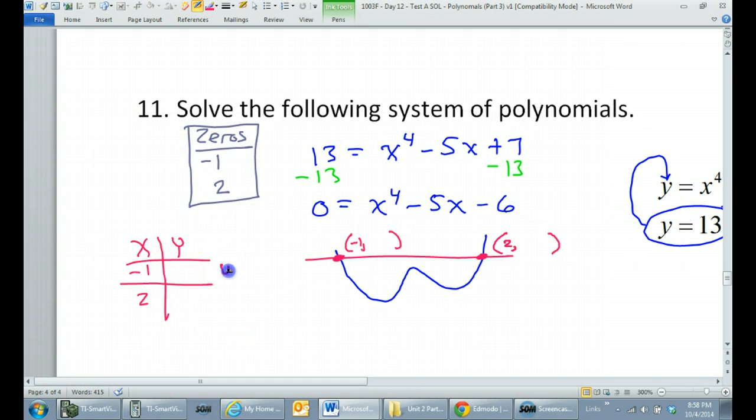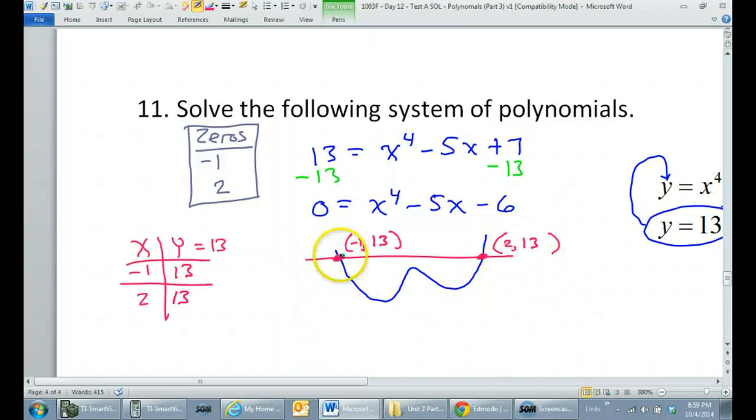Okay, how can we use it to find y values, you say? Well, if y equals 13 is the entire equation, that means y equals 13 no matter what. It doesn't matter what the x values are. So, oh, you got -1? Yeah, the y value is 13. Oh, you got a 2? Yeah, like I said, the y value is 13. So that means our two solutions are -1, 13 and 2, 13.